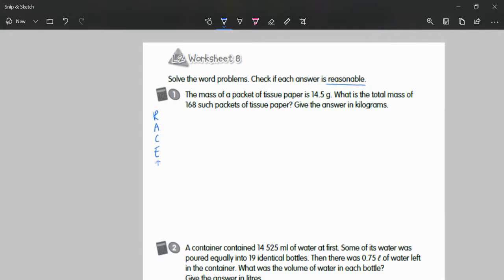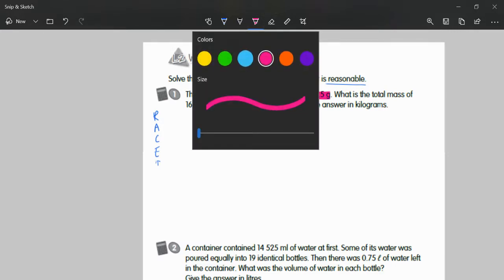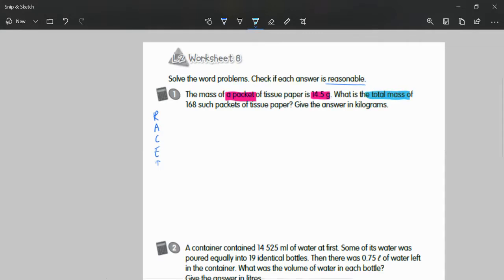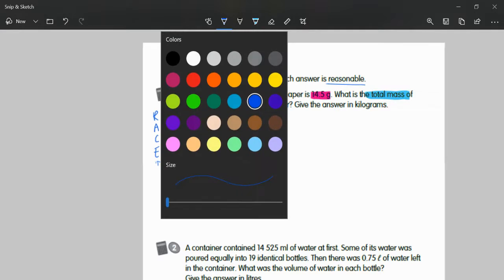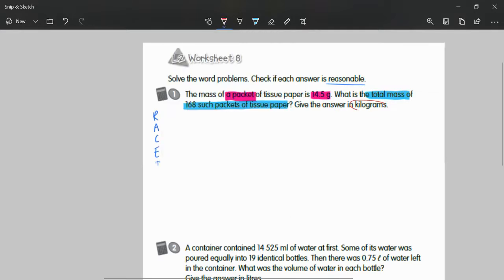I have the habit of reading it twice, and the second time I'm reading it, I will highlight or do my annotations. Let's say I use the highlighter and I read it again. The mass for a packet of tissue paper is 14.5 grams. What is the total mass? Let me use a different color. Total mass of 168 such packets of tissue paper. And then the most important part, mark it out in red: give the answer in kilograms.